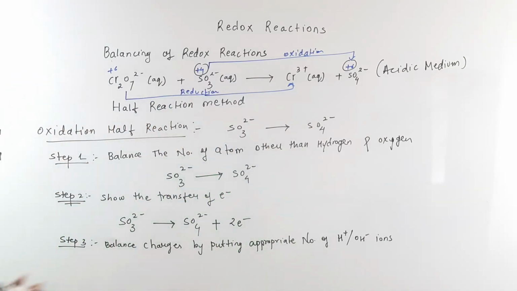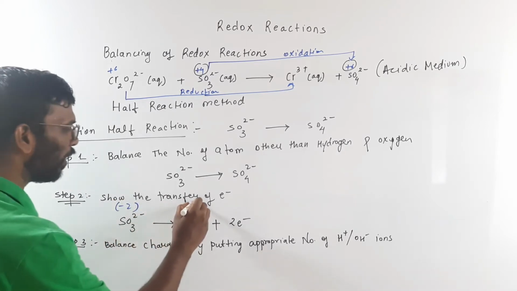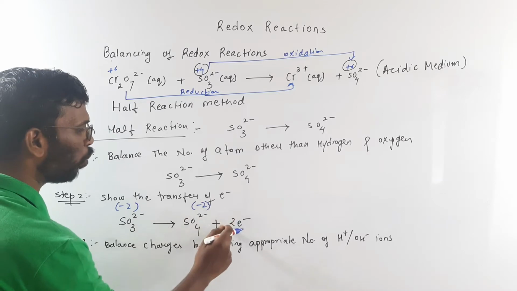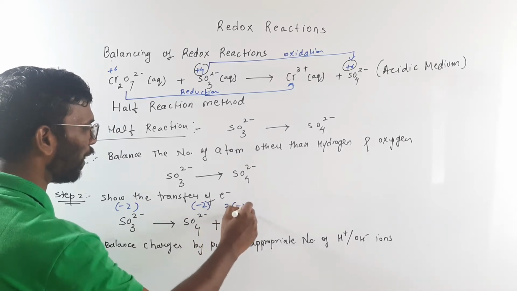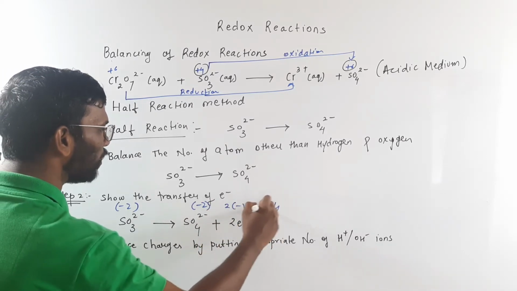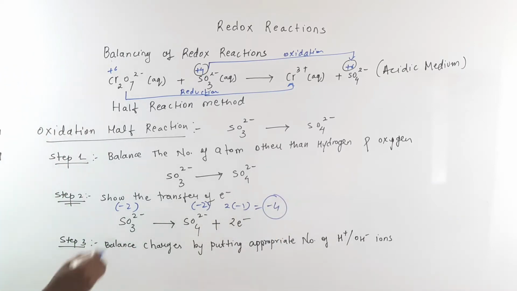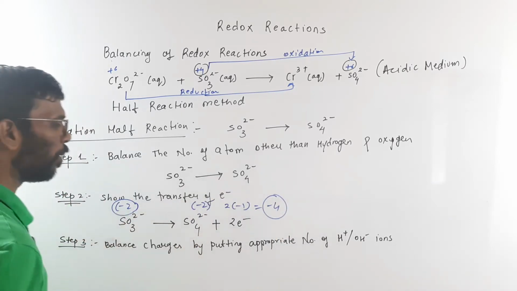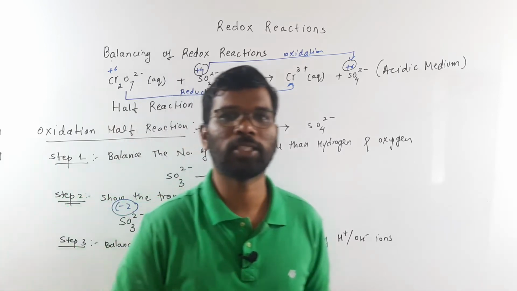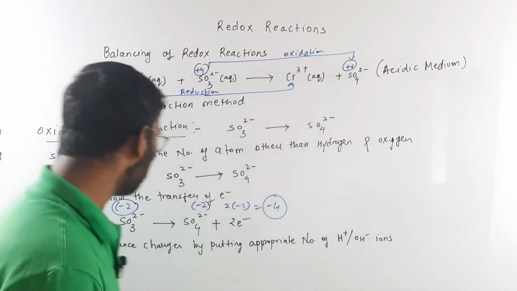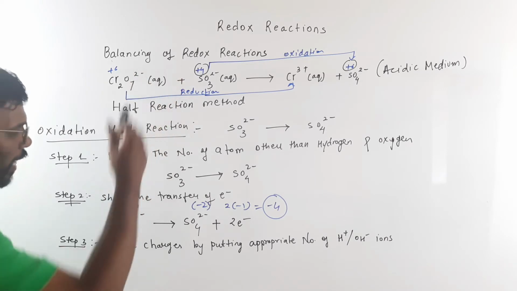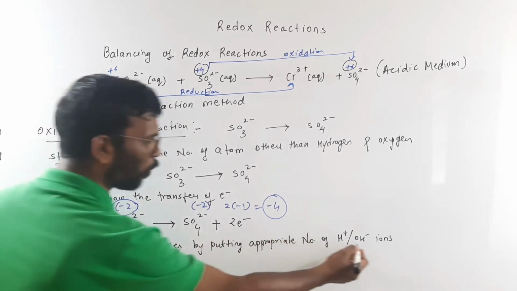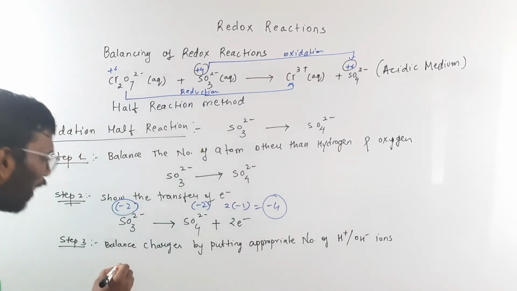Now balance the charges. On this side, what is the charge? This is the sulfate ion and here the charge is -2. What is the charge on this side? Here it is -2 and 2 into -1. Total charge on this side is equal to -4. Here it is -2 and here it is -4. I need to balance this charge. So how are you going to balance this? Since it is an acidic medium, you cannot put OH minus, you have to put H plus.